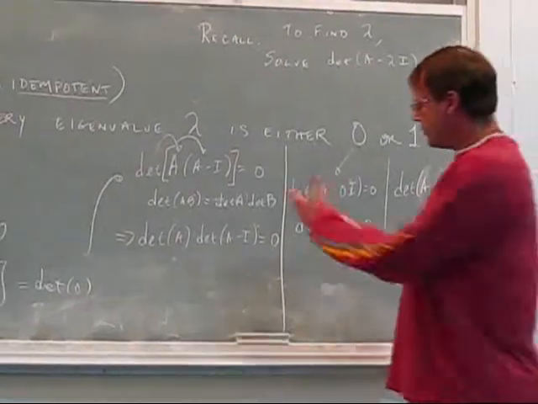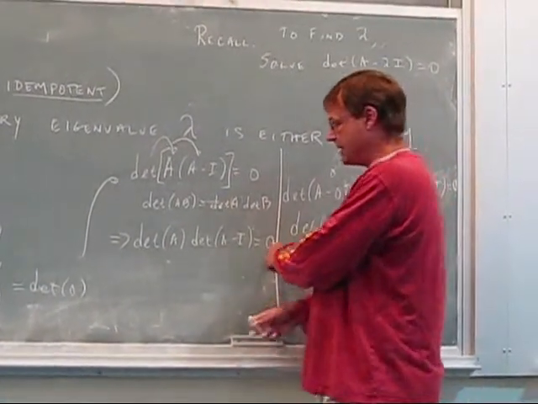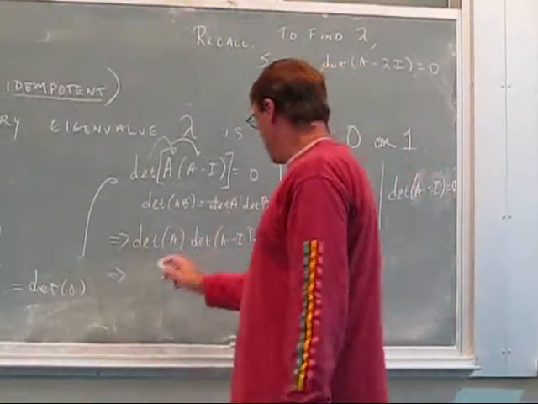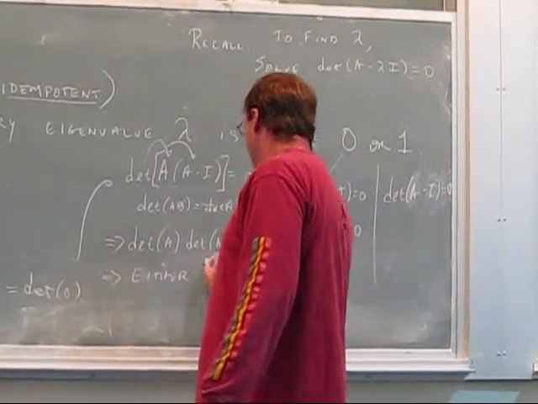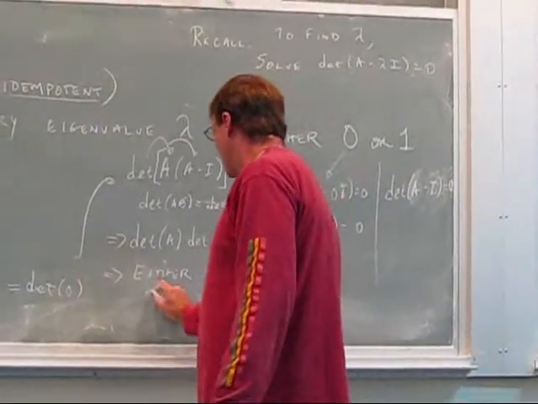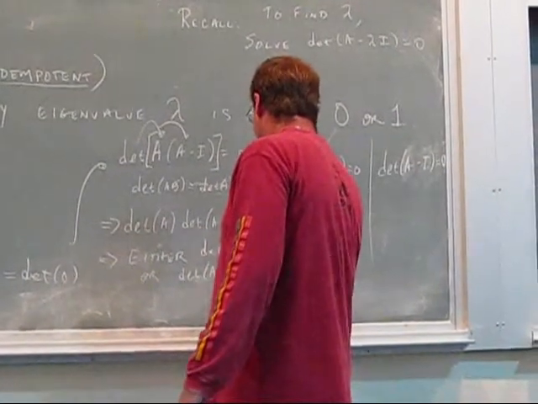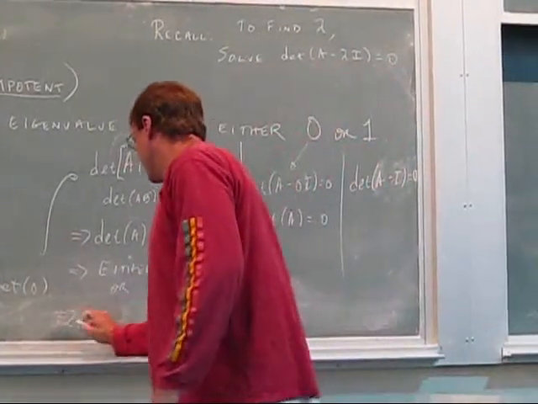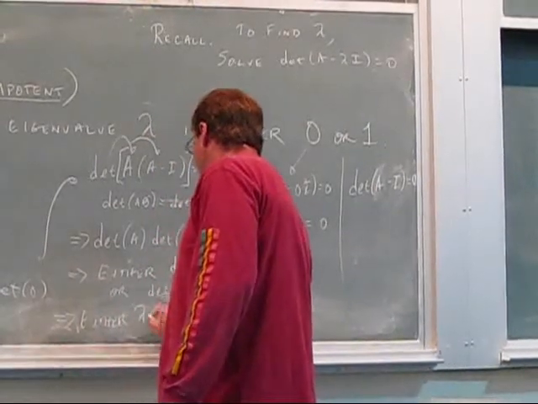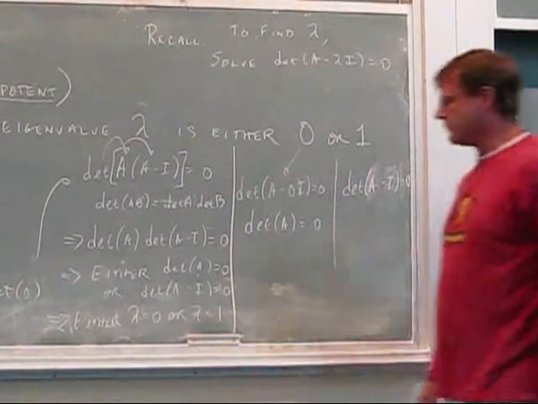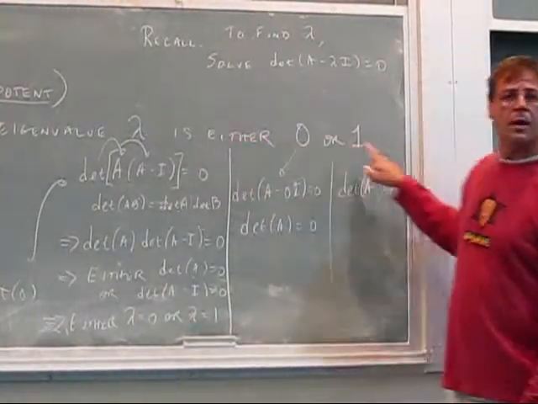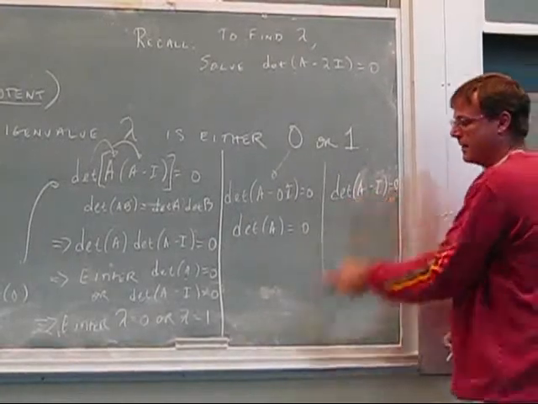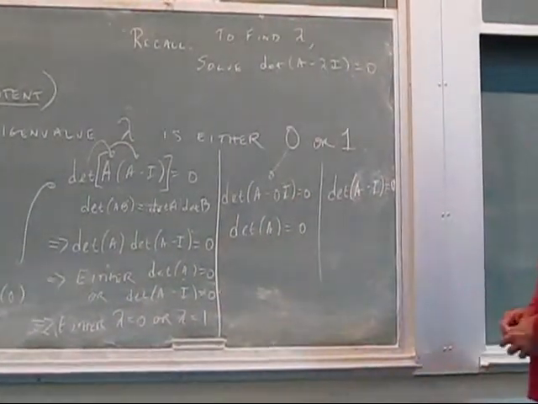So what happens when I have two numbers multiplied together and they equal 0? That means one of them is 0, right? You can't have two non-zero numbers multiplied and get 0. So that means either determinant of A equals 0 or determinant of A minus I equals 0. One of them has to be 0 because the product is 0, right? Well, that means either lambda equals 0 or lambda equals 1, which is exactly what we wanted. You see, because if I had this, that means that lambda is 0. If I have this, that means that lambda is 1. So having that yields the result that we were interested in.